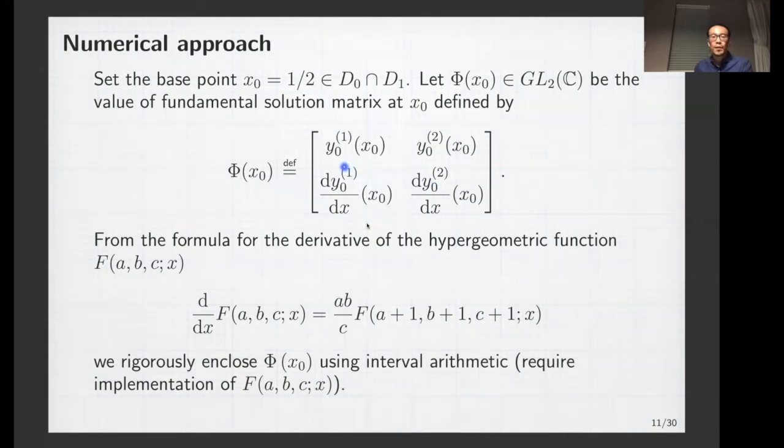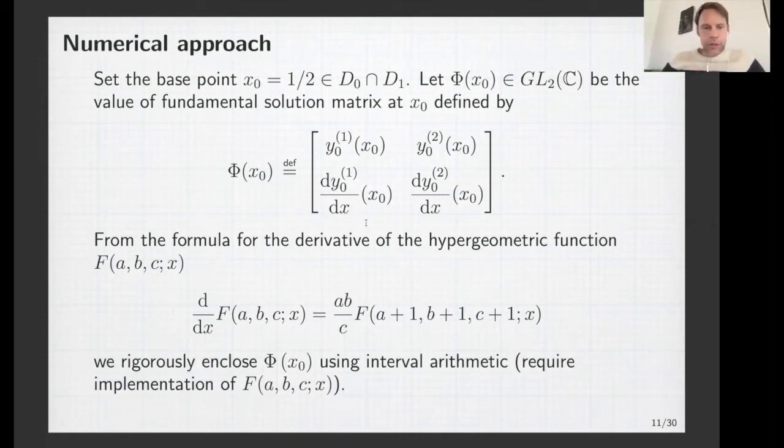And y0 is a fundamental solution around x equals 0, I mean, around the singular point 0, and the other one is another fundamental solution, as we defined.